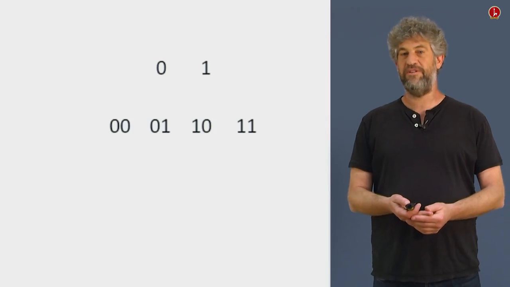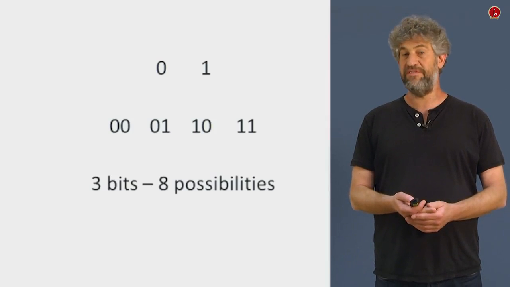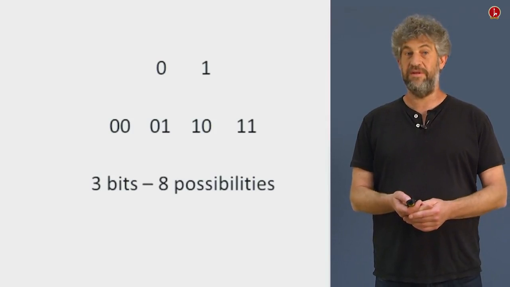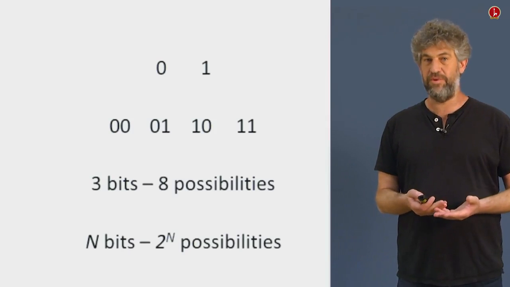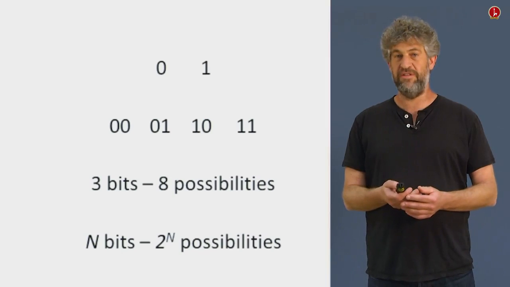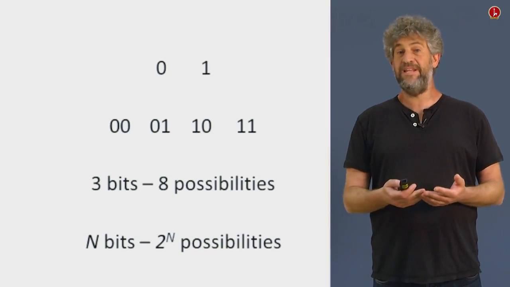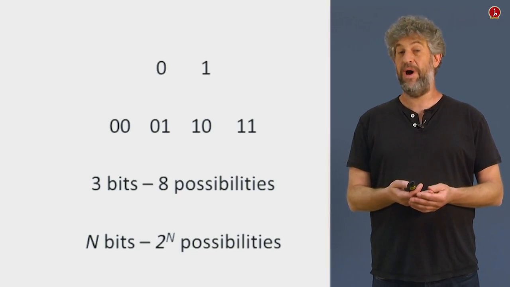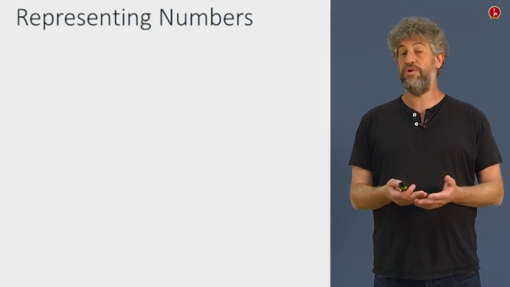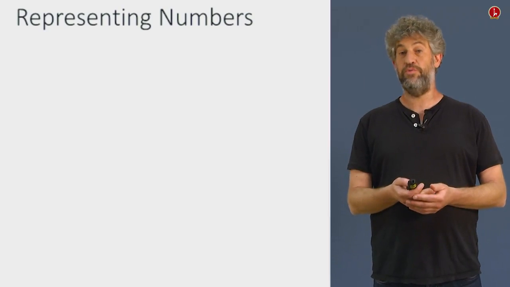Well, you definitely can put two of them together, and then you get 4 possibilities. 3 of them together, you get 8 possibilities. In general, if you have n of them together, you have 2 to the n possibilities. And now you can represent any 2 to the n different things that you may want to. For example, you can represent numbers. And this is what we're going to be interested in.